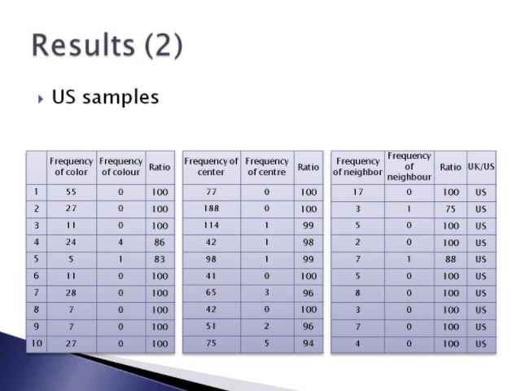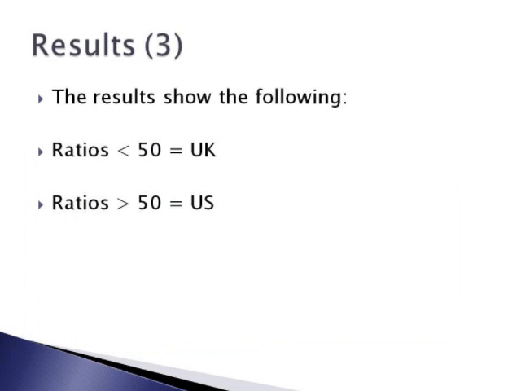Here are 3 tables of the results for the frequencies of the 3 features in the US corpora. As shown here, the ratios of all the frequencies are above 50. So the results show that 1. Ratios that are less than 50 are from the UK, and 2. Ratios that are more than 50 are from the US.